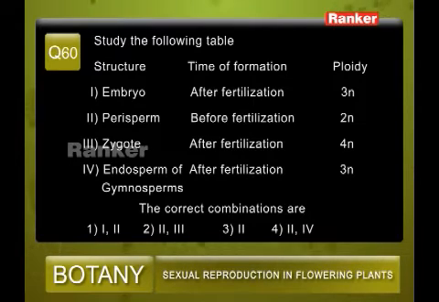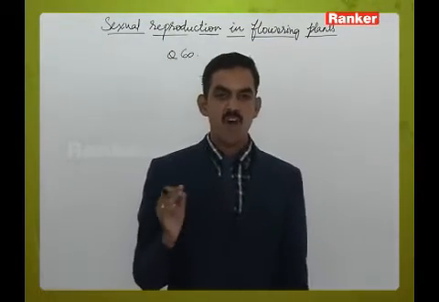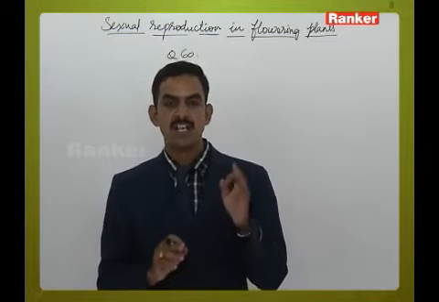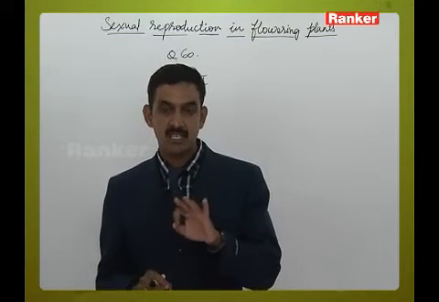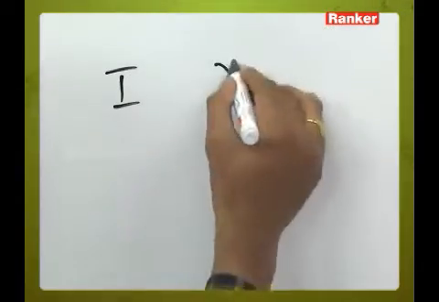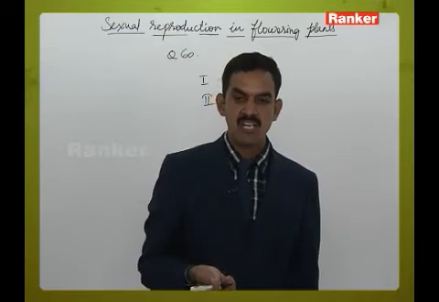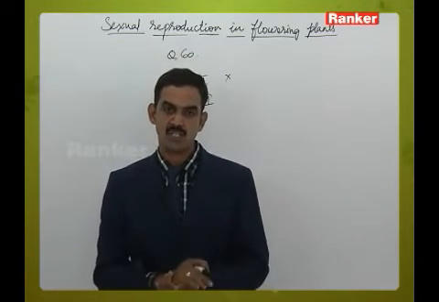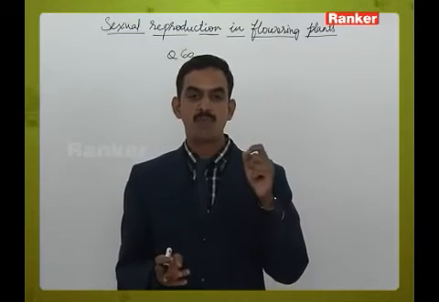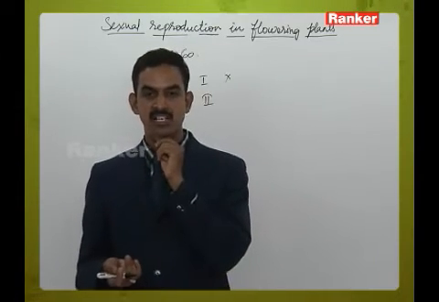The correct combinations are, let's come to the first one, embryo after fertilization and triploid. Actually here the embryo is formed after fertilization is correct, but it is diploid in condition, not triploid, so that is incorrect. Second one, perisperm before fertilization, it is diploid in condition. Of course, perisperm is a structure which is formed before fertilization, so that is correct, and it is diploid in condition.